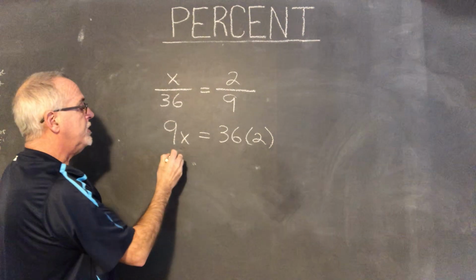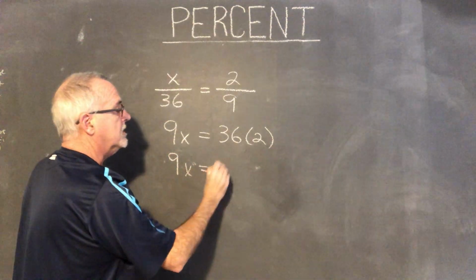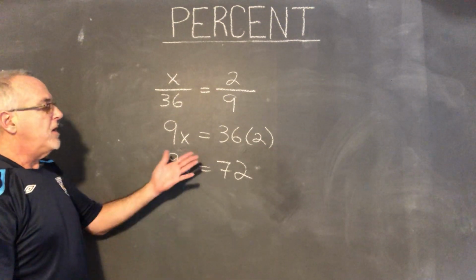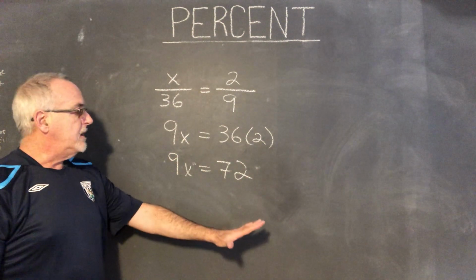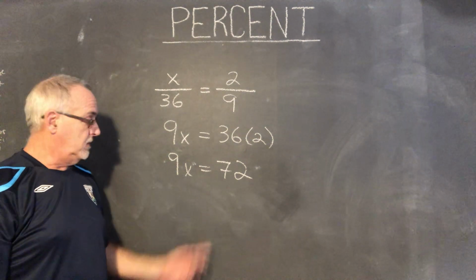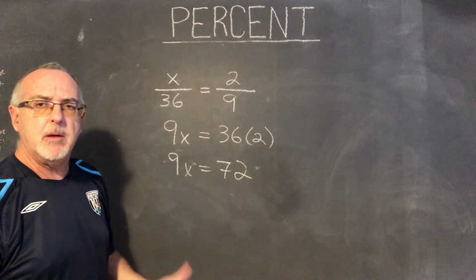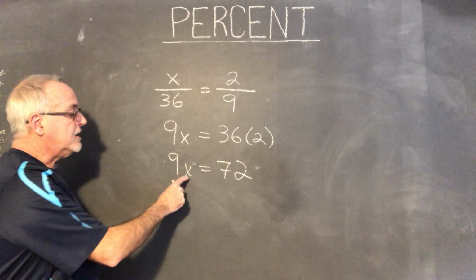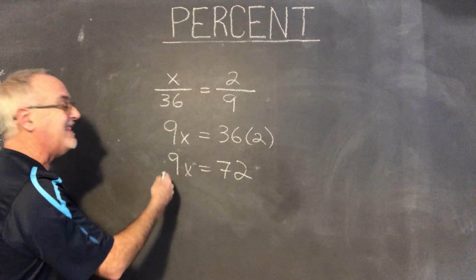Next thing I can do is simplify. I can do this multiplication, so I will. 9x equals 36 times 2, which is 72. Then I want my x alone. That's always the goal in algebra. I don't want to know what 9x is equal to. I do know what it's equal to. It's equal to 72, but that doesn't really help me because my goal here is to know what x is equal to. And since x is being multiplied by a 9, I don't want that 9 there.